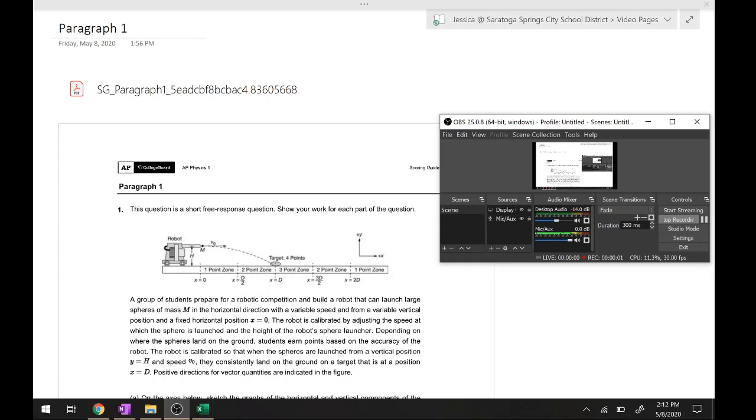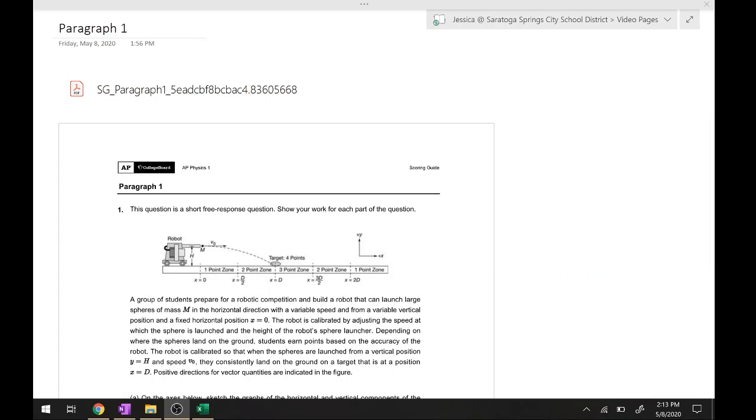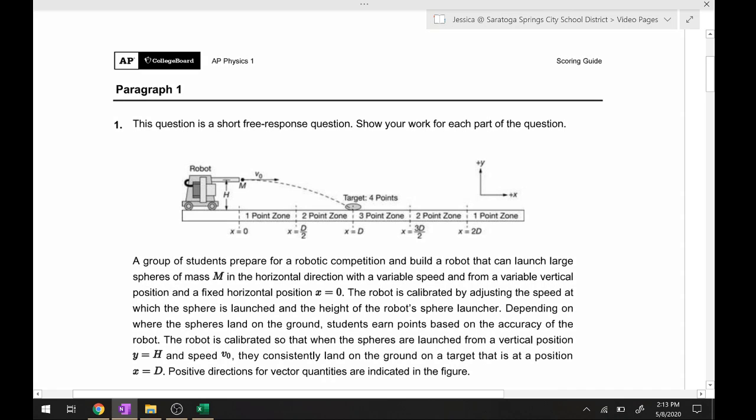All right, welcome to the video for the solutions of paragraph number 1. So, we have a group of students preparing for a robotic competition, and they build a robot that can launch a large sphere of mass m in the horizontal direction with a variable speed from a variable vertical position. The robot's calibrated by adjusting the speed at which the sphere is launched and the height of the robot's sphere launcher. Okay, so they can vary the height and the speed. Awesome. Depending where the spheres land on the ground, the students earn points based on the accuracy of the robot.